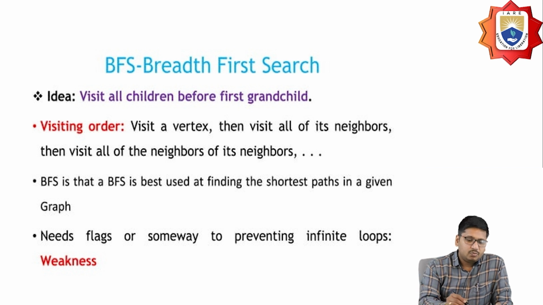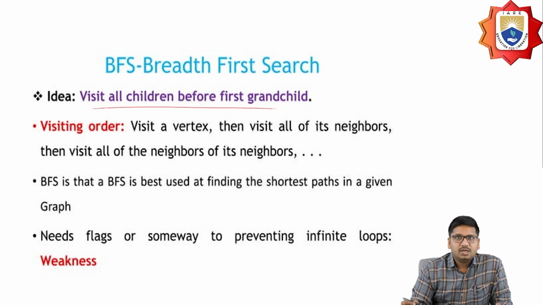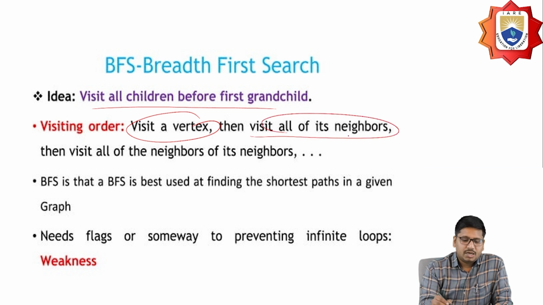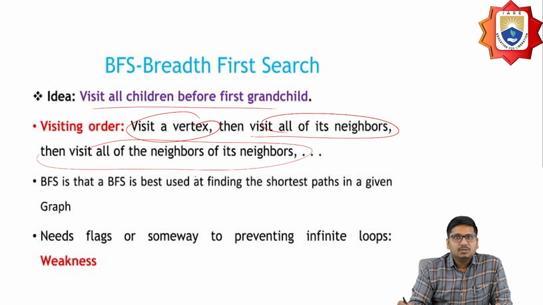The idea is that we have to visit the children before the grandchildren. So the visiting order is: first visit the vertex, then visit all its neighbors, then visit all the neighbors of the neighbors. Breadth first search is used to find the shortest path in the given graph, and you need flags or some other way to prevent infinite loops. That is the weakness here.